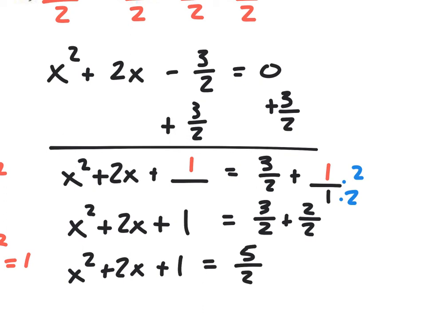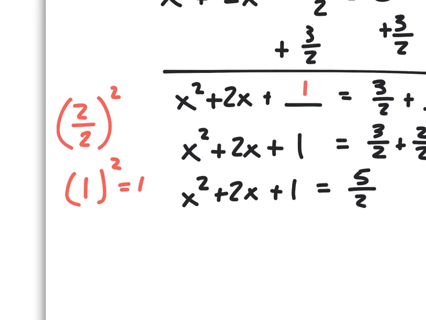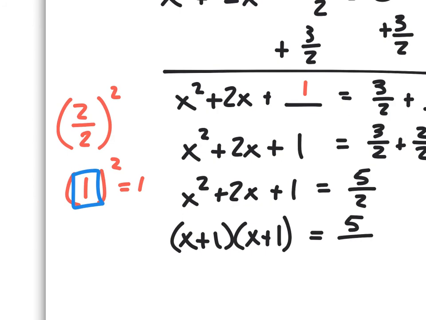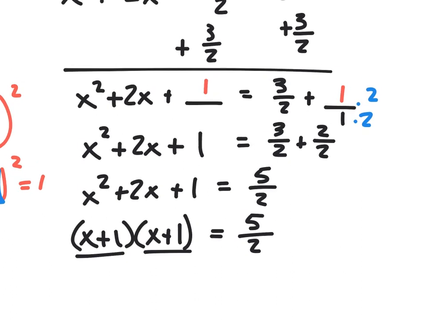Now at this point, over here on the left side, I've got a perfect square trinomial. Two numbers that multiply to 1 but add to 2 is 1. And remember, the number that you get here is a 1. So I'm going to get that this is x plus 1 times x plus 1 is equal to 5 halves. So x plus 1 times x plus 1 gives me x plus 1 squared.